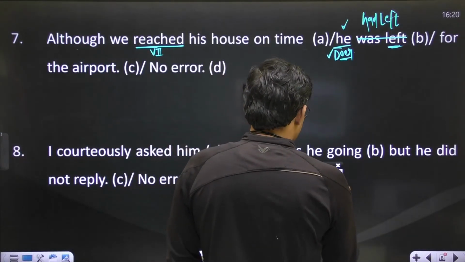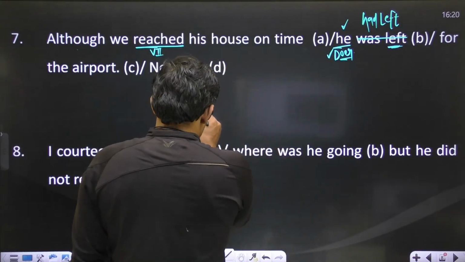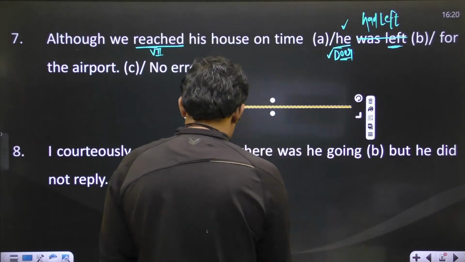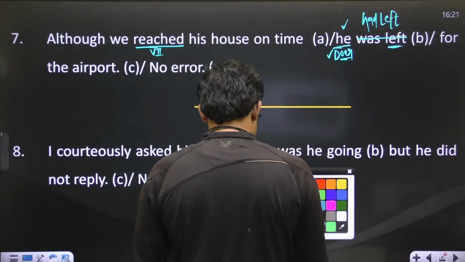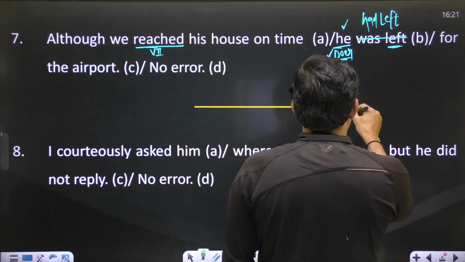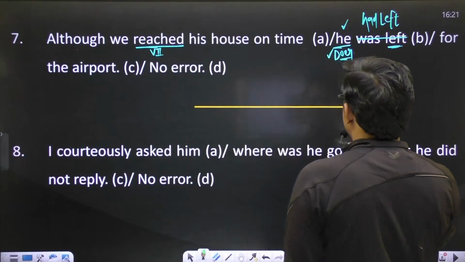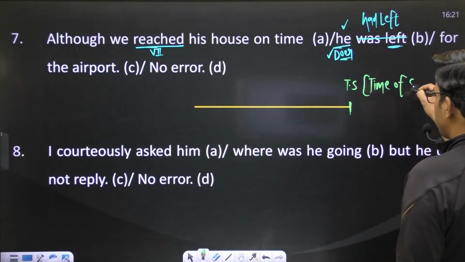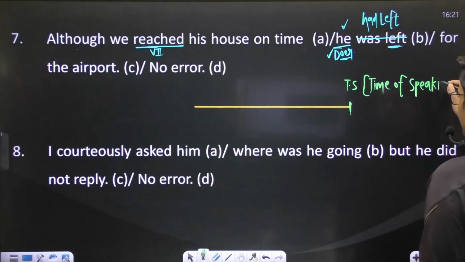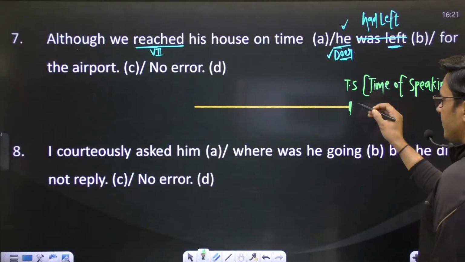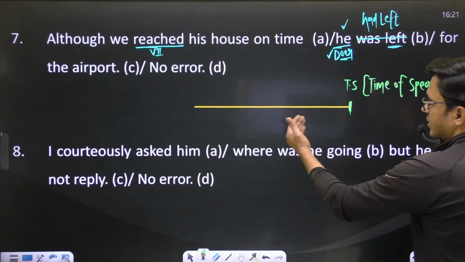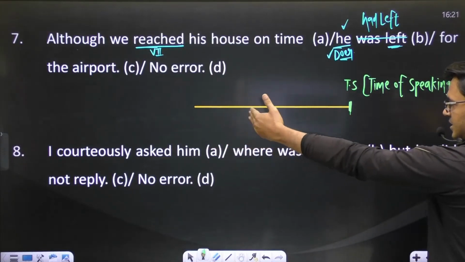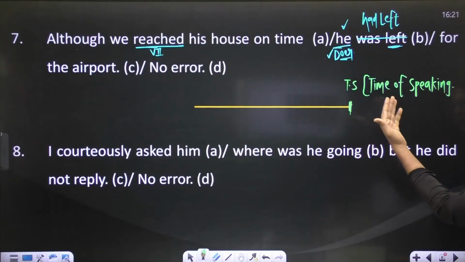Suppose this is the timeline. If I speak like this, this is a point, and you can say this is TS. TS denotes what? Time of speaking, right? So this is the present point, present time. Before this point, this entire timeline denotes the past, and after this point of time it will be future.